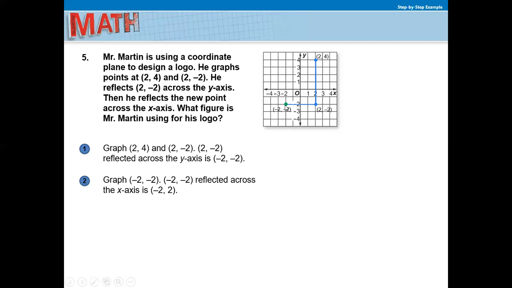So the y stayed the same and the x changed. The x stayed the same and the y changed. So the figure is a trapezoid. If we finish connecting the dots, we have these two parallel sides, and these two sides will not be parallel. That's a trapezoid.